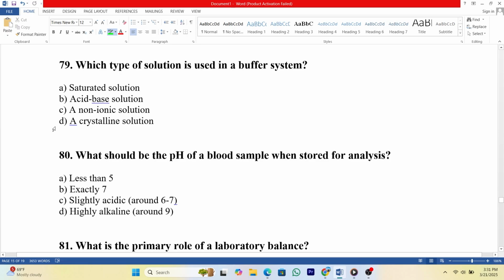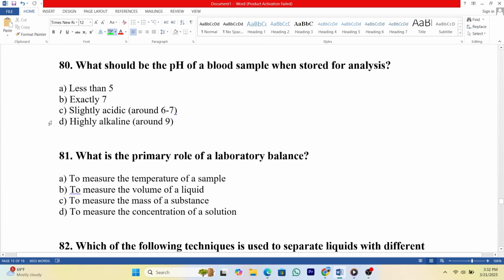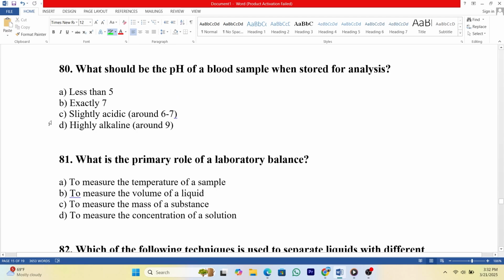79. Which type of solution is used in a buffer system? A. Saturated solution. B. Acid-base solution. C. A non-ionic solution. D. A crystalline solution. Answer: B. Acid-base solution.